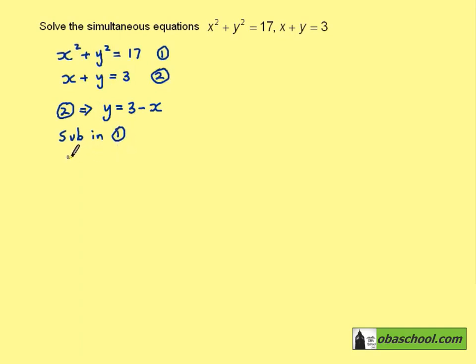We have x squared plus y squared, but the y squared will become 3 minus x all squared. And this is equal to 17. Note what we've done here. This equation is this equation. The y has been replaced by the 3 minus x.